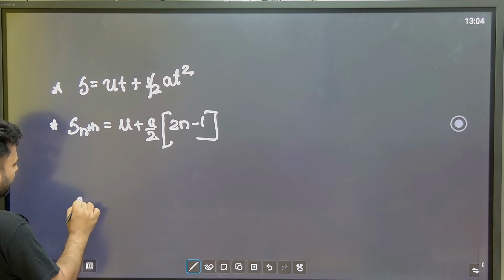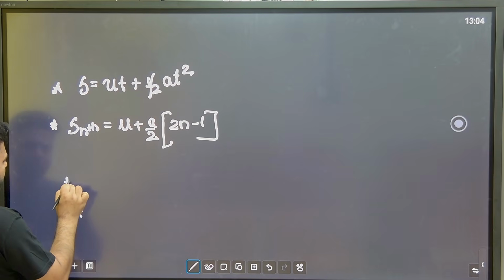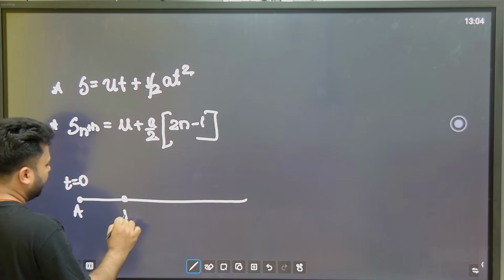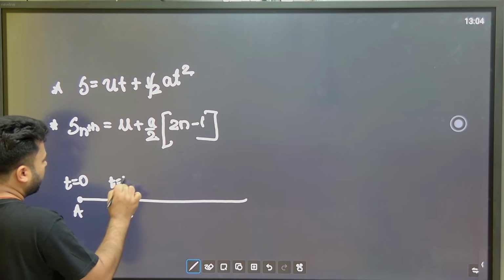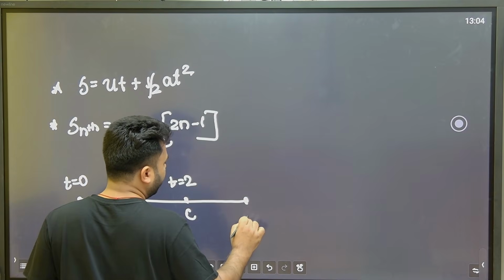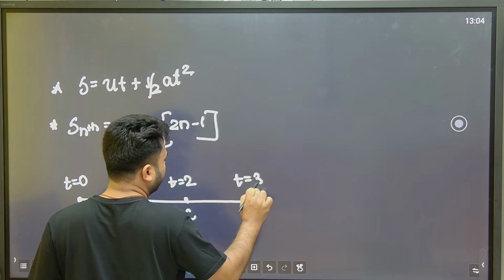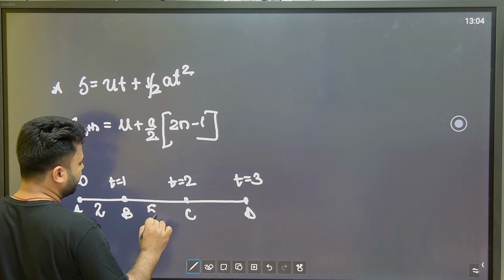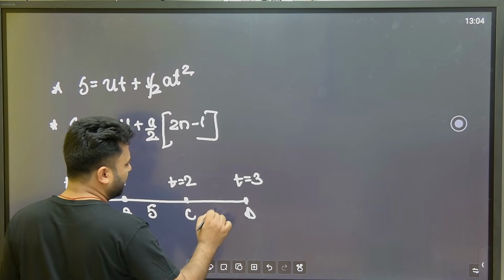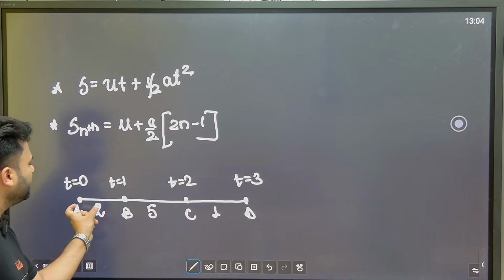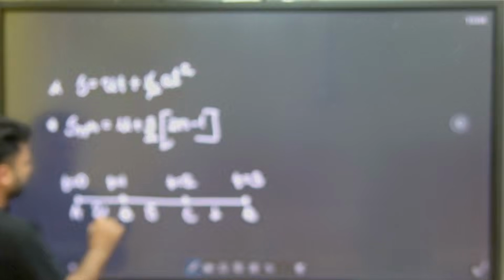Suppose for example a body is at A at t equals 0, at B at t equals 1, at C at t equals 2, at D at t equals 3. A to B, suppose this is 2 units distance, B to C is 5 units, and C to D, suppose this is 1 unit distance. 2 meter, 5 meter, you can write meter also.